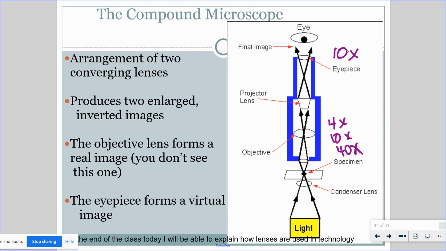So if we have the low power and the eyepiece, that means we've blown the image up 40 times. If it's the medium power objective and the eyepiece, it's blown up 100 times. On high, we can make the image 400 times larger than what it was on the slide.